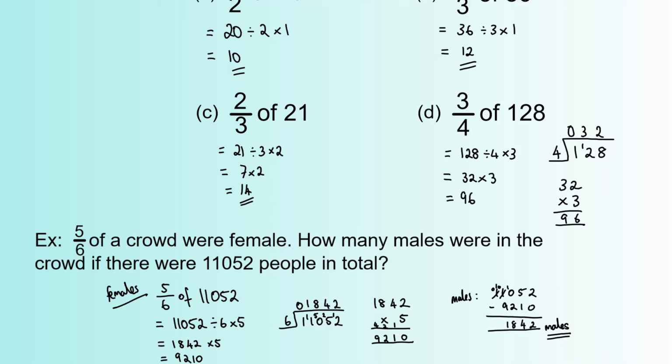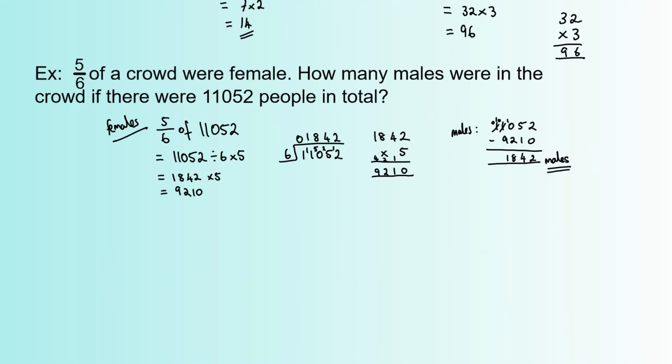Okay. Now, alternatively, for this question, what we could have done instead is we could have recognized that if 5/6 of the crowd are female, then that leaves the 1/6 left over to be male. So we could have just figured out 1/6 of 11,052, which is 11,052 divided by 6 times 1.